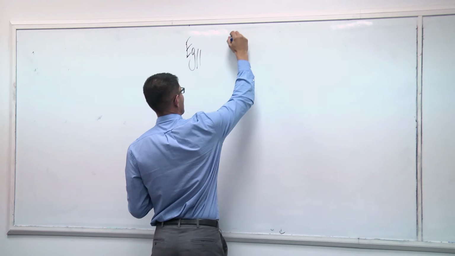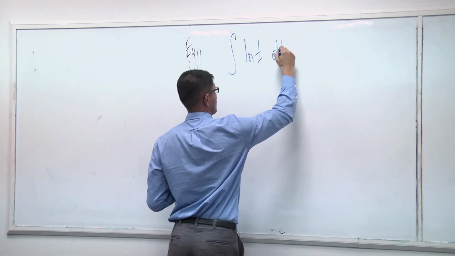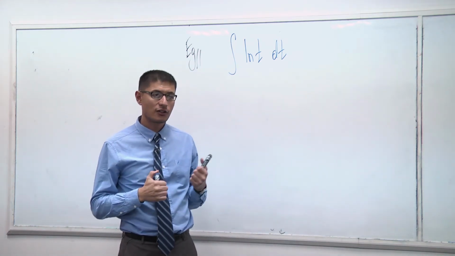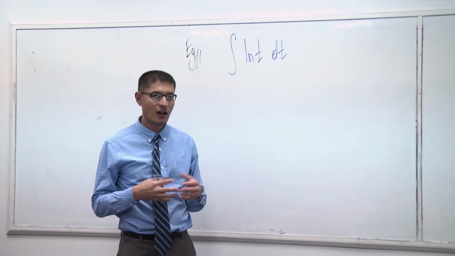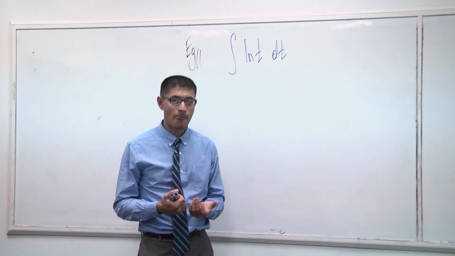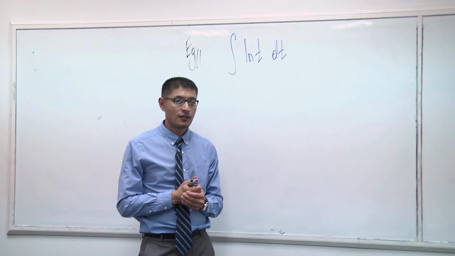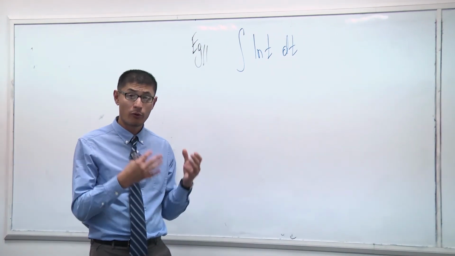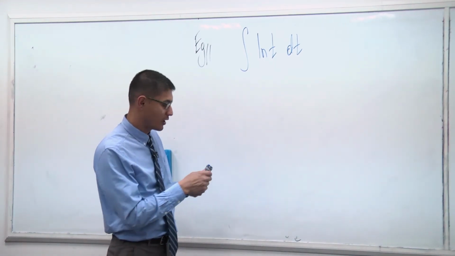Let's try to find the integral of ln t dt. If you look at this integral, it's kind of hard to see how one would use either a substitution method or integration by parts. First of all, the substitution method wouldn't work. And even if you try integration by parts, it's not very clear what part is u and what part is dv. So I'm going to go ahead and help you here.